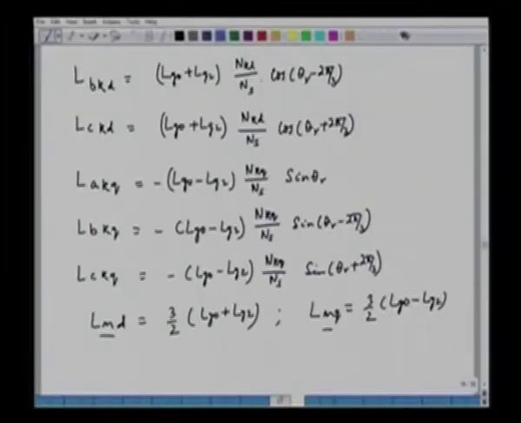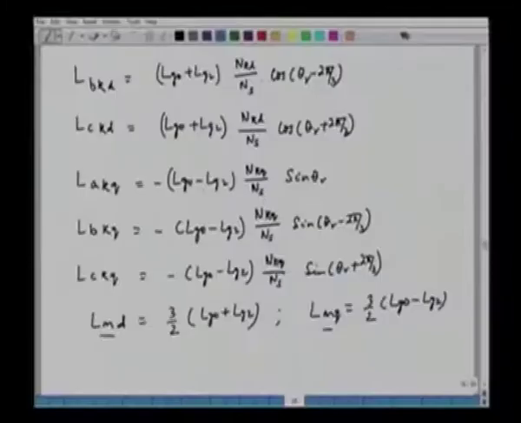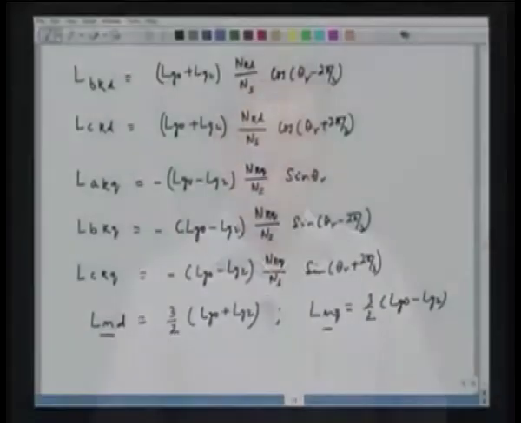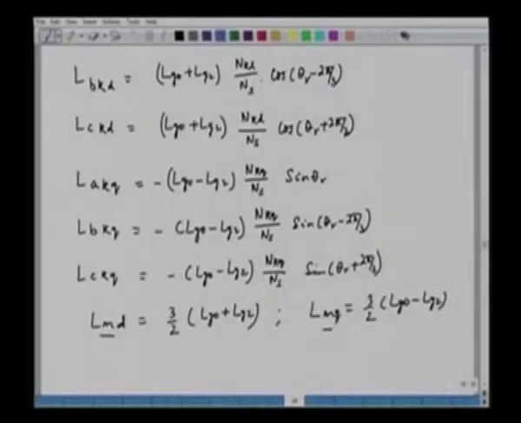There will be a negative sign because of the appropriate phase angle. So that will be cos(theta_r + 2pi/3), and cos(theta_r + 2pi/3) is minus sin(theta_r). So we have Lg0 minus Lg2 because the Q axis permeance is something different, and that corresponds to an inductance of (Lg0 minus Lg2) into N_KQ by N_S sin(theta_r).